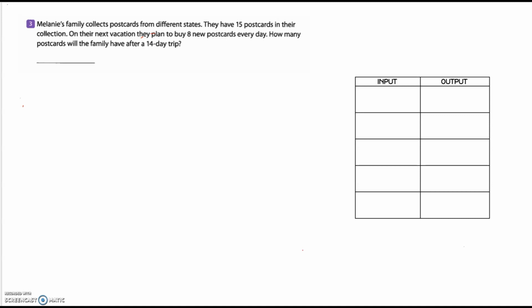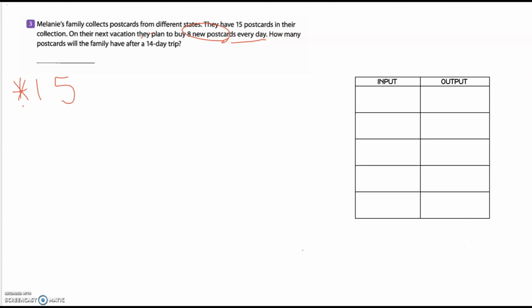Melanie's family collects postcards from different states. They have 15 postcards in their collection. On their next vacation, they plan to buy 8 new postcards every day. How many postcards will the family have after a 14-day trip?